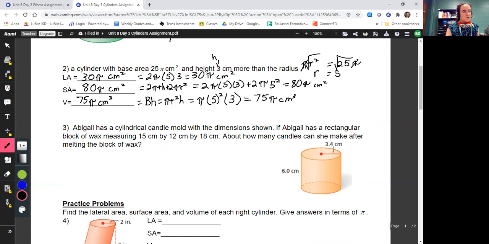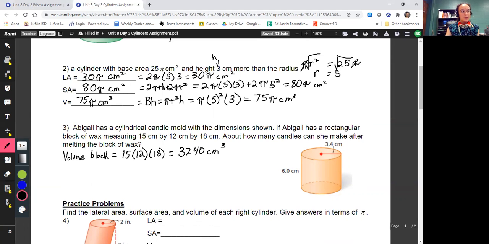Okay, so we need to find the volume of the rectangular block. And remember that we can do that just by length times width times height. So 15 times 12 times 18. And again, that gets us 3,240 centimeters cubed for the total volume of the block.